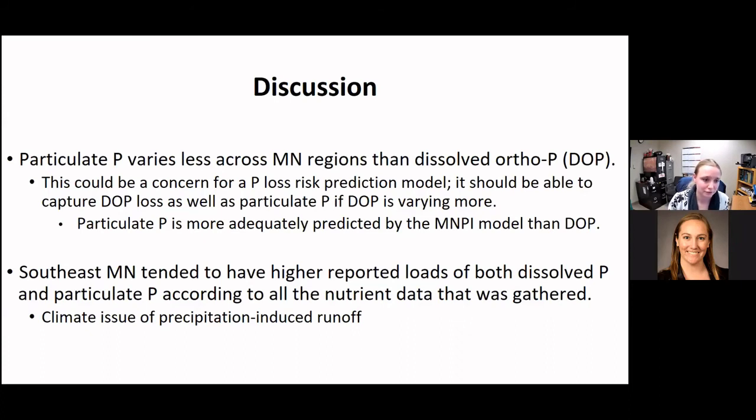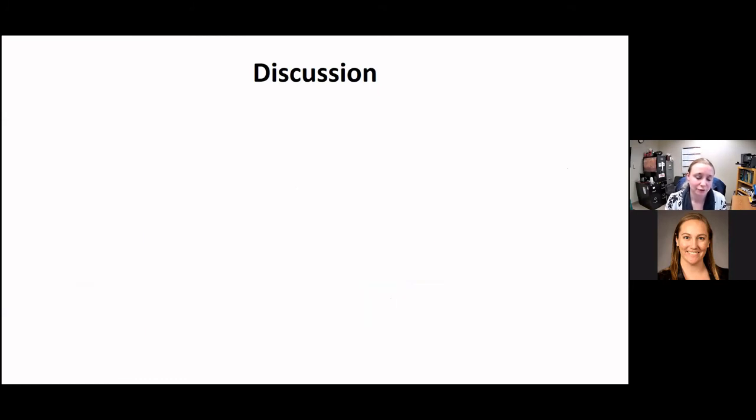This could be a climate issue of runoff induced by precipitation, because we did see that precipitation was higher in this region of Minnesota. Minnesota does have variability in precipitation, as we saw. So we have seen how particulate P and soil erosion are modeled by the MNPI, but not so much DOP, an exception to soil conservation. Oh, and another note about southern Minnesota. Besides the climate issue, there could also be some landscape gradient component to that region as well, to cause higher runoff levels and nutrient loads.